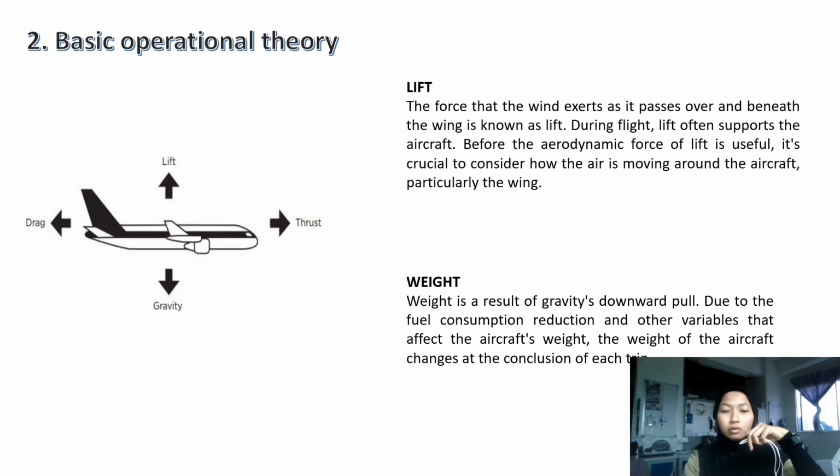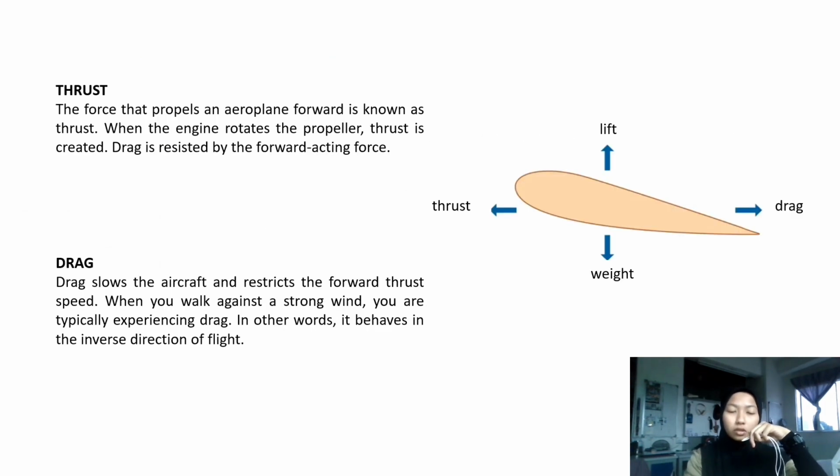Weight is a result of gravity's downward pull. Due to fuel consumption and other variables that affect the aircraft's weight, the weight of the aircraft changes at the completion of each trip. The thrust, the force that propels an aeroplane forward, is known as thrust. When the engine rotates the propeller, thrust is created, and drag is resisted by the forward acting force.